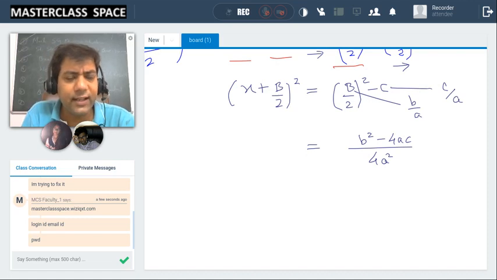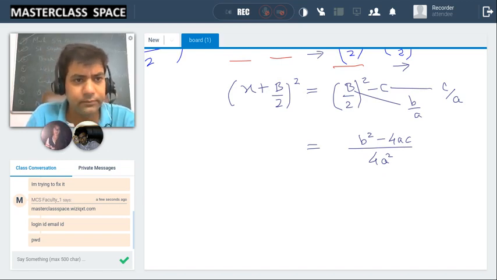Simply add it, take the LCM or something. It is like 4a square, then b square minus it here, c by a. If you divide, then it is going to be just 4a into c. Agreed, guys? You can do it? Understanding?